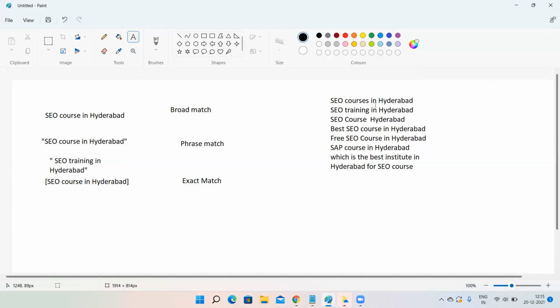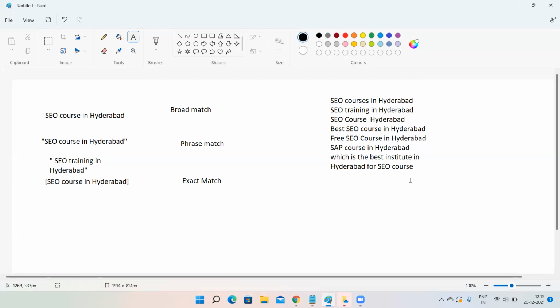Now, SEO courses in Hyderabad. As Google follows semantic algorithm, that is not the issue. So my advertisement will appear. Now, SEO training in Hyderabad, my advertisement is not going to appear. For SEO course in Hyderabad, my advertisement is not going to appear. Best SEO course in Hyderabad, my advertisement is not going to appear. Free SEO course in Hyderabad, my advertisement is not going to appear. So in exact match, there is no problem of free, PDF, these kind of things. And for SAP, it is not going to appear. For which is the best institute in Hyderabad for SEO also, my advertisement is not going to appear.